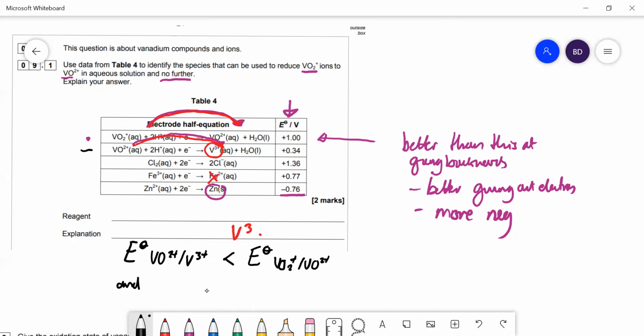obviously you would probably need to say that Fe2+ is not suitable. That is not suitable because that is also less negative than this one here, which is the VO2+ to the V3+. So the species is V3+, the only one.